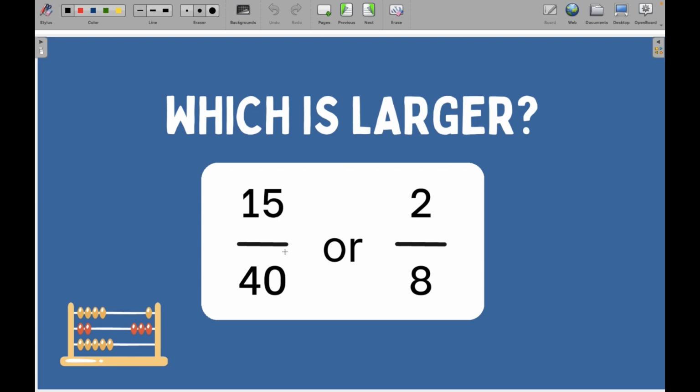Next we have 15 by 40 or 2 by 8. Again we'll multiply, 15 8s are 120, so we'll get 120 here. And 40 times 2 is 80. Now if we compare these two, we know 120 is greater than 80. So 15 by 40 is greater than 2 by 8.